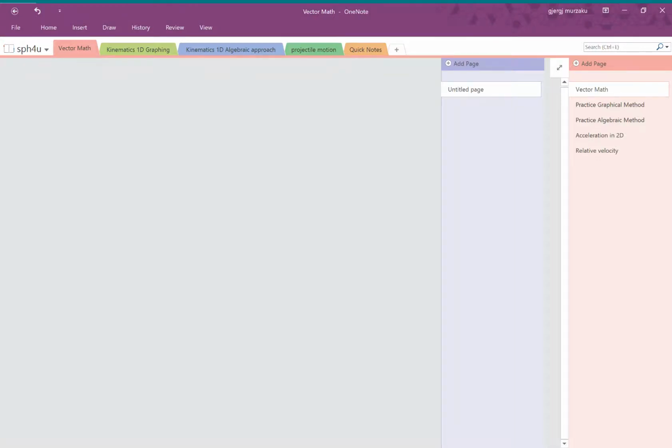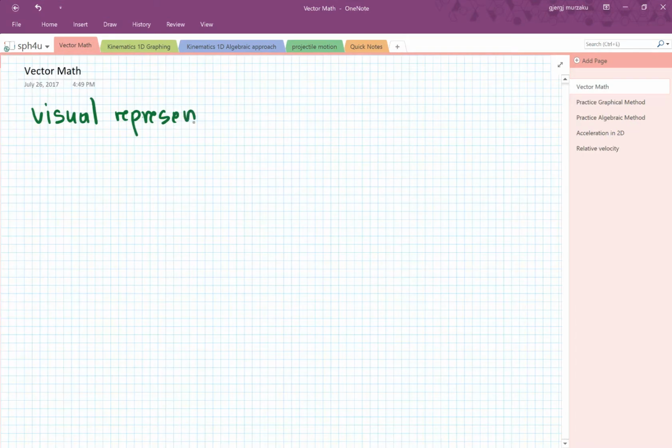All right, so we're just going to quickly review the vector math from grade 11, or if you've done it already in grade 12. So vector quantities, first we're going to take care of how we visually represent them. As you may recall, we use an arrow. We call this the tip. We call this part the tail.